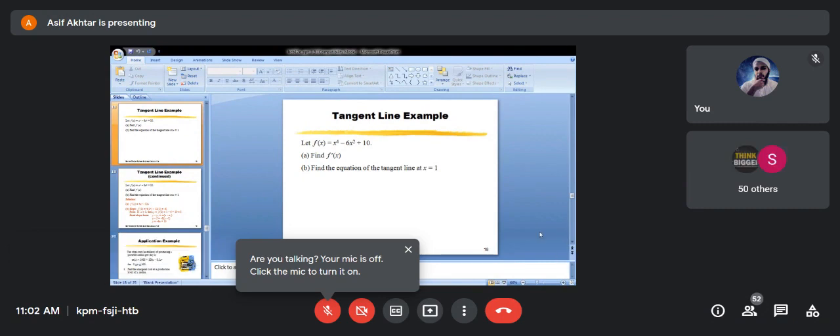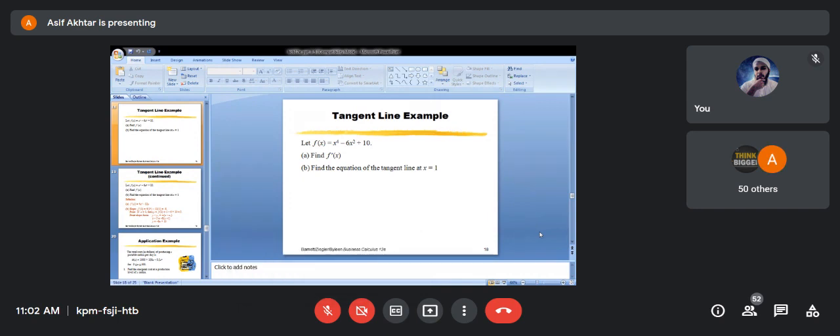4x cubed minus 12x. And what about 10? 1 or 0? 0. So no confusion, nobody will say it is 1. It is 0. Nobody is confused that the derivative of 10 is 0, right? Okay. So it is 4x to the power cube minus 12x plus 0.